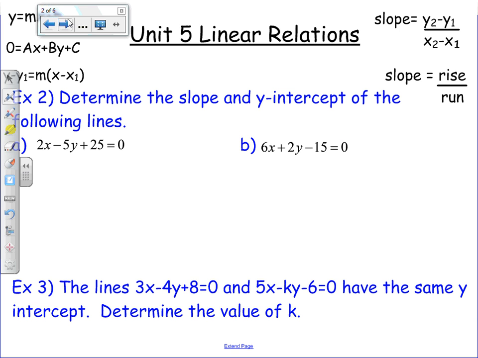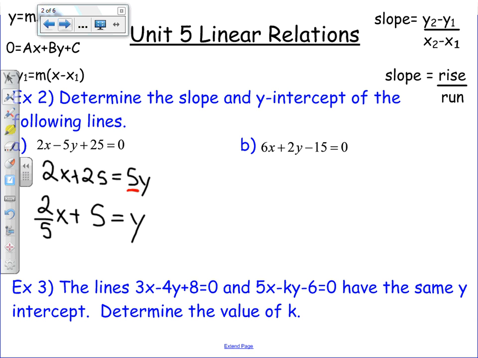So 2x plus 25 is equal to 5y. We added 5y to both sides. What is it, Carter? Yep, divide both sides by 5 because we don't want 5y. So it's 2 over 5 x plus 5 equals y. 25 divided by 5 is 5.